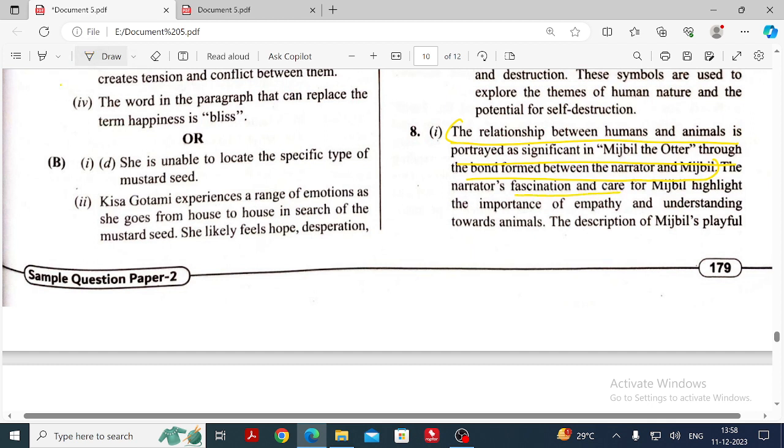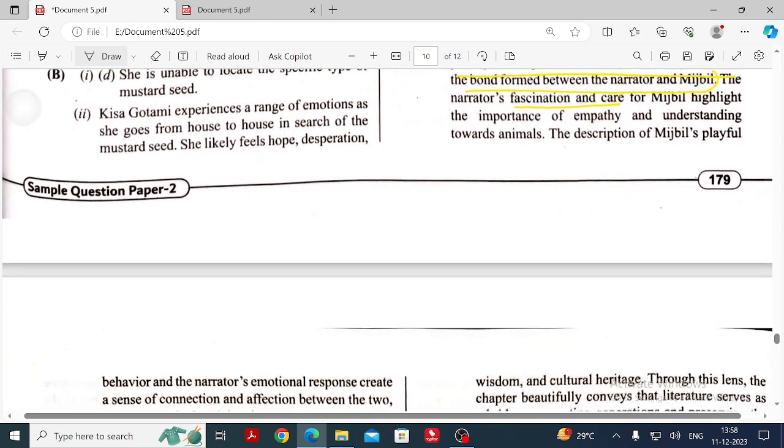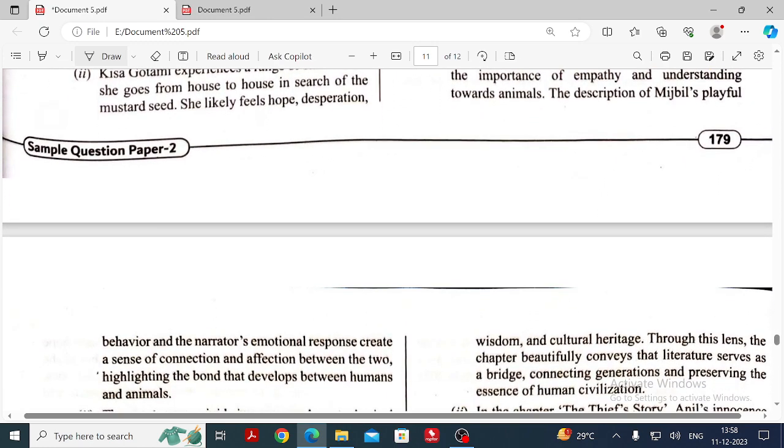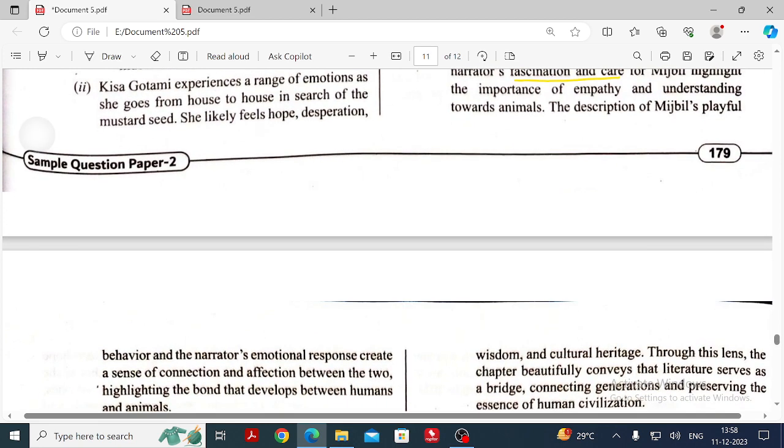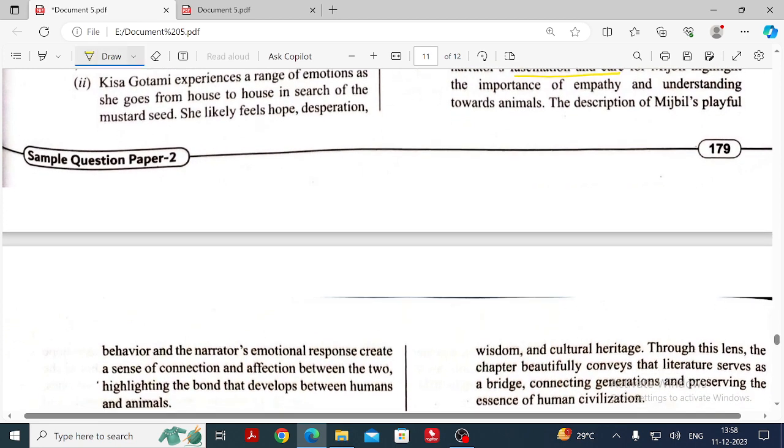Okay, and then next to that, anybody still writing? Or else I will show you again. Whatever you can write, you write it, then give a space, we will go ahead. And next to that, the descriptions of Mitchell's playful behavior and the narrator's emotional responses create a sense of connection and affection between the two.